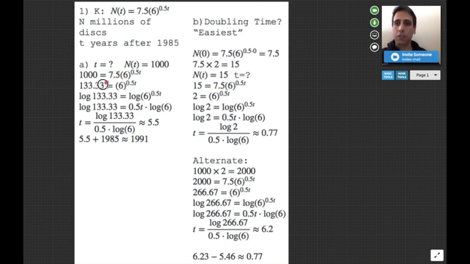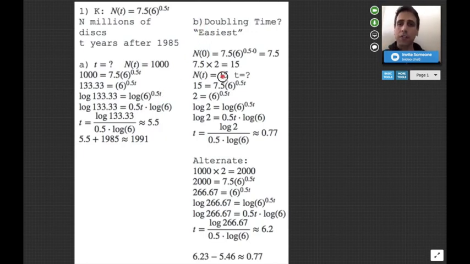We undo the multiplication with division, dividing both sides by 7.5. You can take the log of both sides to get t all by itself. Remember, when you take the log of the right-hand side, this exponent becomes multiplication and moves over here to 0.5t times log of 6. So you have something equal to another thing times t times another thing. You can divide both sides by 0.5 and by log of 6, and that's how they get to the denominator here, this fraction. Type all that into a calculator, you get about 5.5 years, and 5.5 years after 1985 would be about 1991, which might have been true back then, but you certainly can't continue the pattern today.